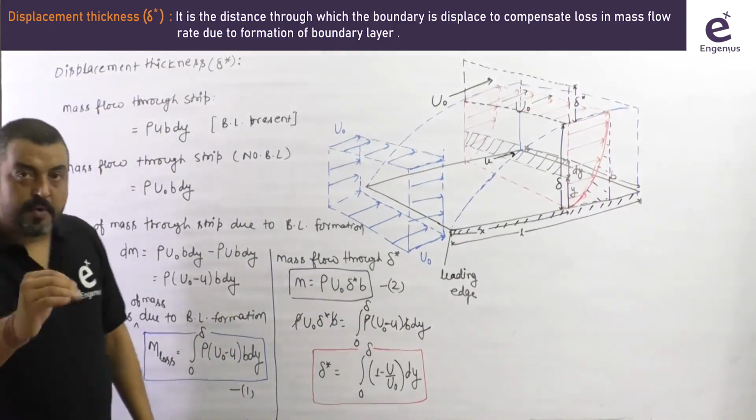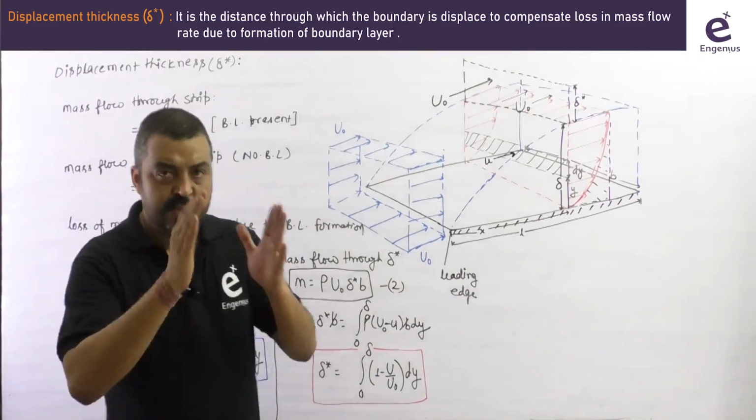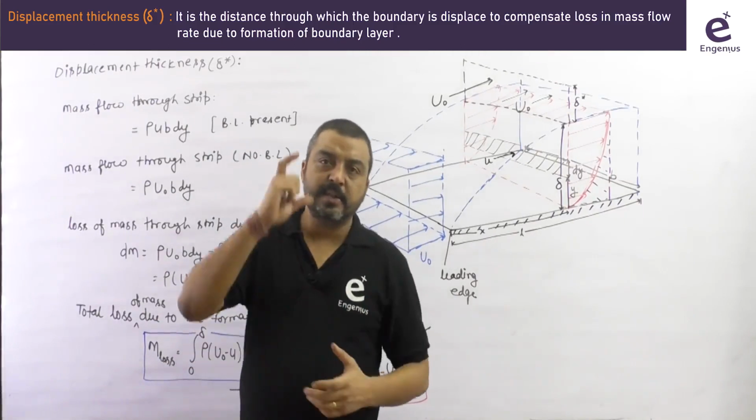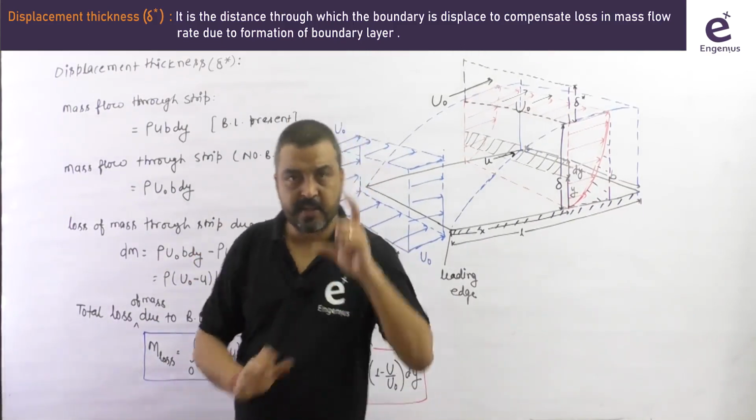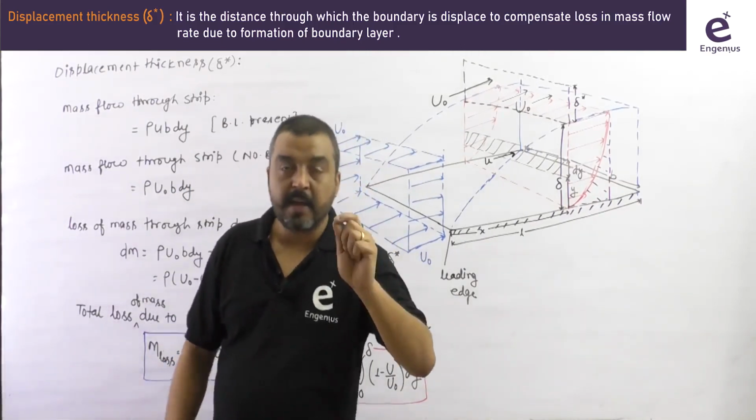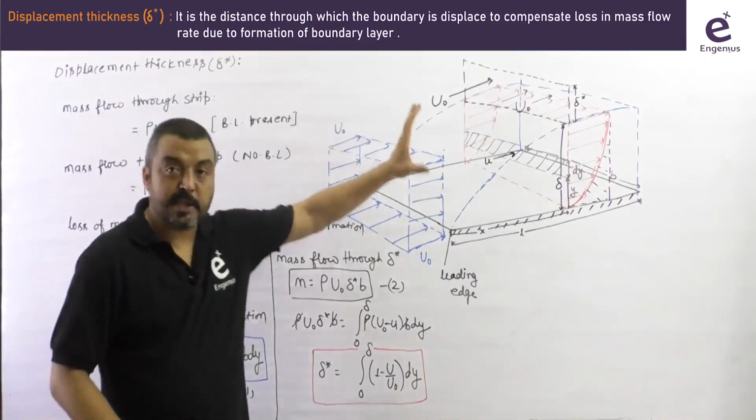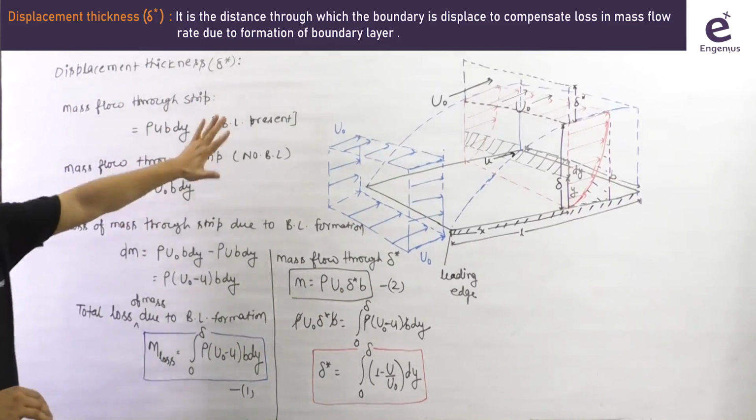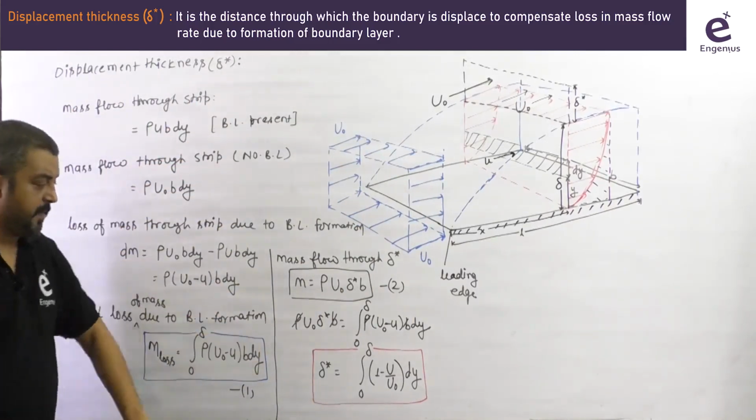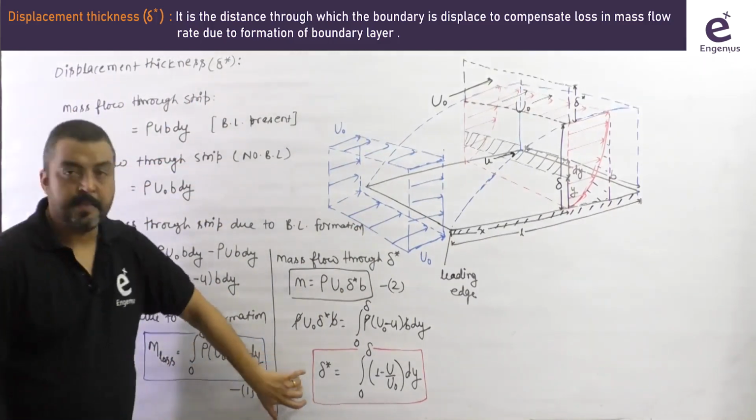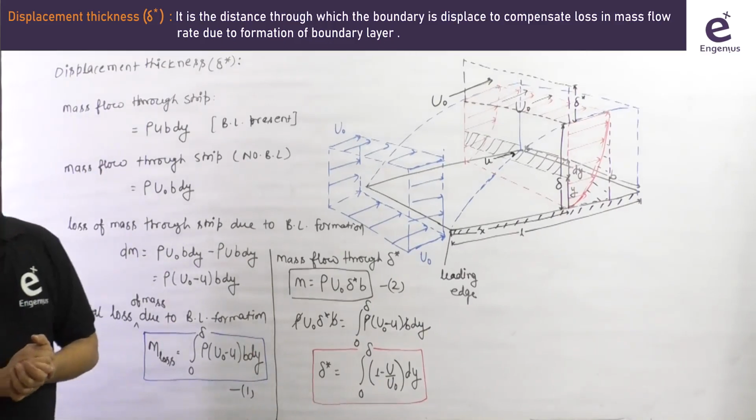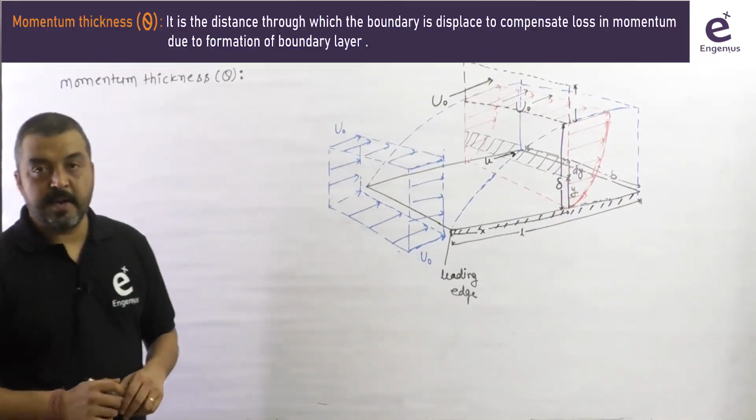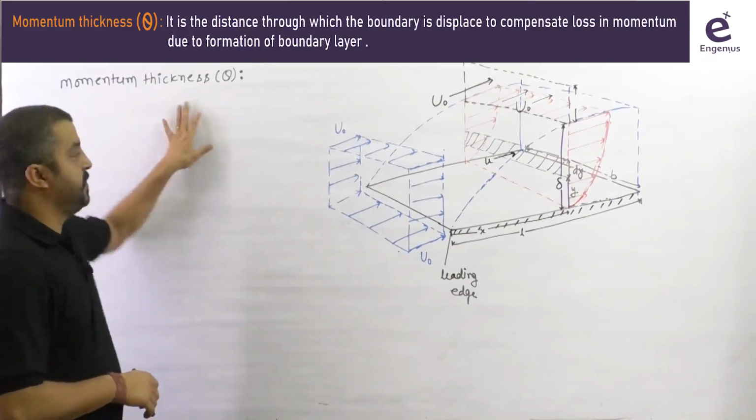Means बाउंड्री लेयर फॉर्म होने की वजह से जितना लॉस हुआ है मास फ्लो का, उसको कंपनसेट करने के लिए जितनी एक्स्ट्रा हमने इसको डिस्प्लेस किया, जितना एक्स्ट्रा हमने लिया आपके पास में, that distance and that displacement we are defining as displacement thickness here. Okay, so this is all about it. तो आप ये फॉर्मूला मार्क कर लीजिएगा. So this is the formula we are using for the displacement thickness. Clear? So the next parameter we are taking is the momentum thickness.